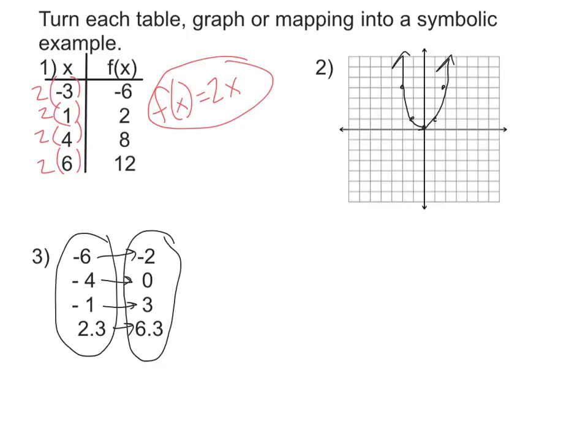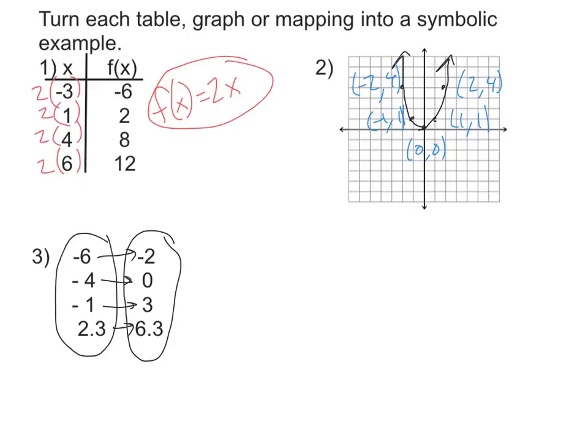Let's look at number 2. In number 2, I have 5 ordered pairs really highlighted in this parabola. I have 0, 0, 1, 1, -1, 1, 2, 4, and -2, 4.